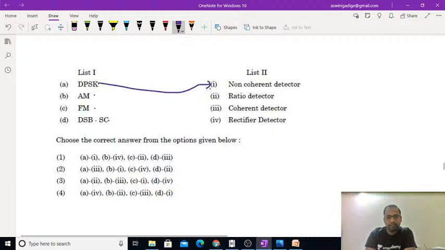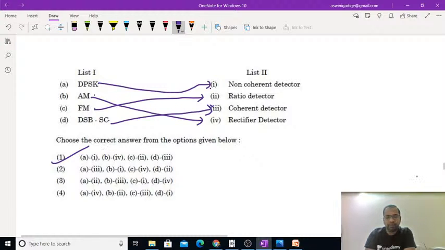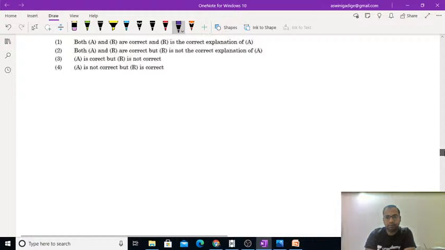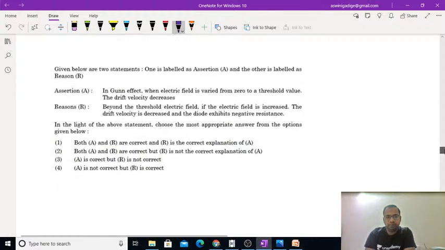Phase shift keying is a non-coherent detector, and amplitude modulation, rectifier detector, frequency modulation, ratio detector, double sideband suppressed carrier, coherent detector. Okay, so based upon this, A goes to 1 and B goes to 4 and C goes to 2 and D goes to 3. That means the first option is the correct one. Next.